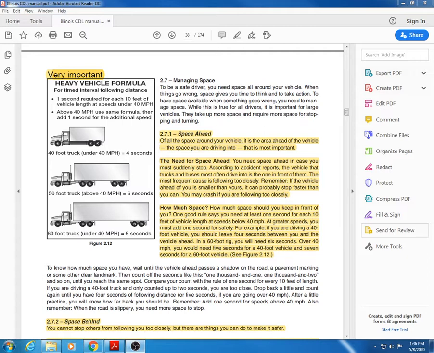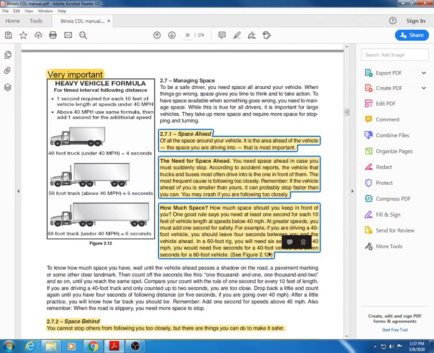And you can see that because the formula says above 40 miles per hour, use the same formula, but add 1 second for the additional speed, so every 10 miles per hour. So, the last one, we take it back under 40 miles per hour, but a 60-foot truck, and that takes us up to 6 seconds. However, if it's above 40 miles per hour, you need to add 2 more seconds. So above 40 miles per hour and a 60-foot truck, you would say 8 seconds, all right? So you need to know that formula for the test.